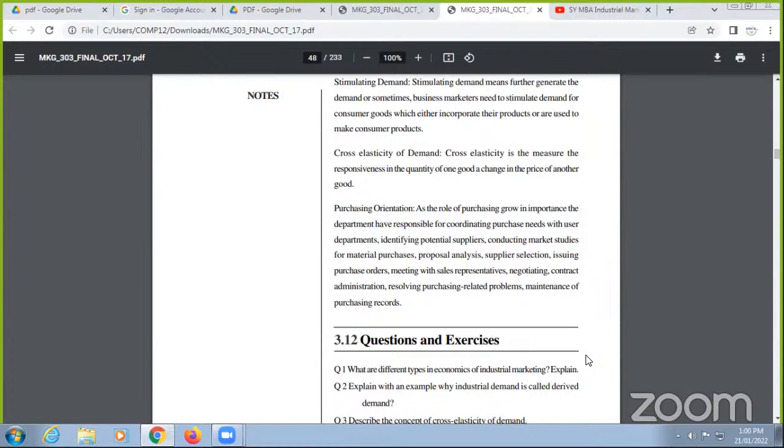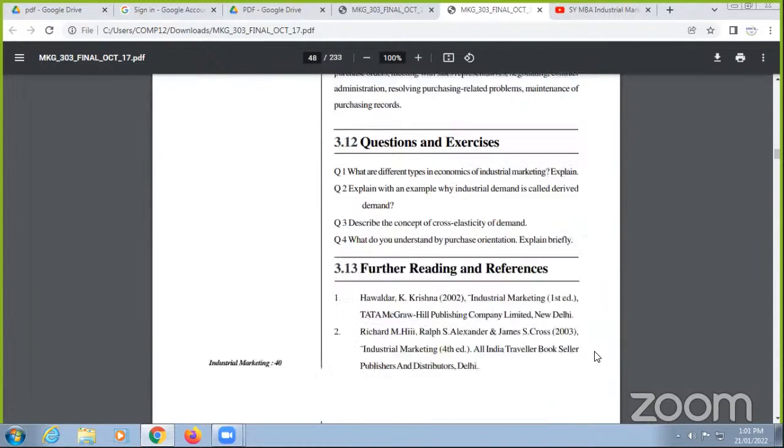Purchasing orientation: as the role of purchasing grows in importance, the departments become responsible for coordinating purchase needs with the user demand. Departments identify potential suppliers, conduct market studies for material purchase, proposal analysis, supplier selection, issue purchase orders, meet with sales representatives, negotiate contracts, administration, resolve purchasing-related problems, and maintain the purchasing records.